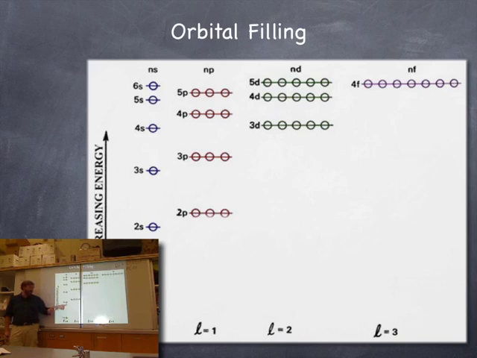Now the further away from the food you are, the harder it is for you to sneak down and grab a cookie. So the further away you are, the higher energy it is. The more energy it takes you to get there, right? The further away you are, the more energy the electrons have.